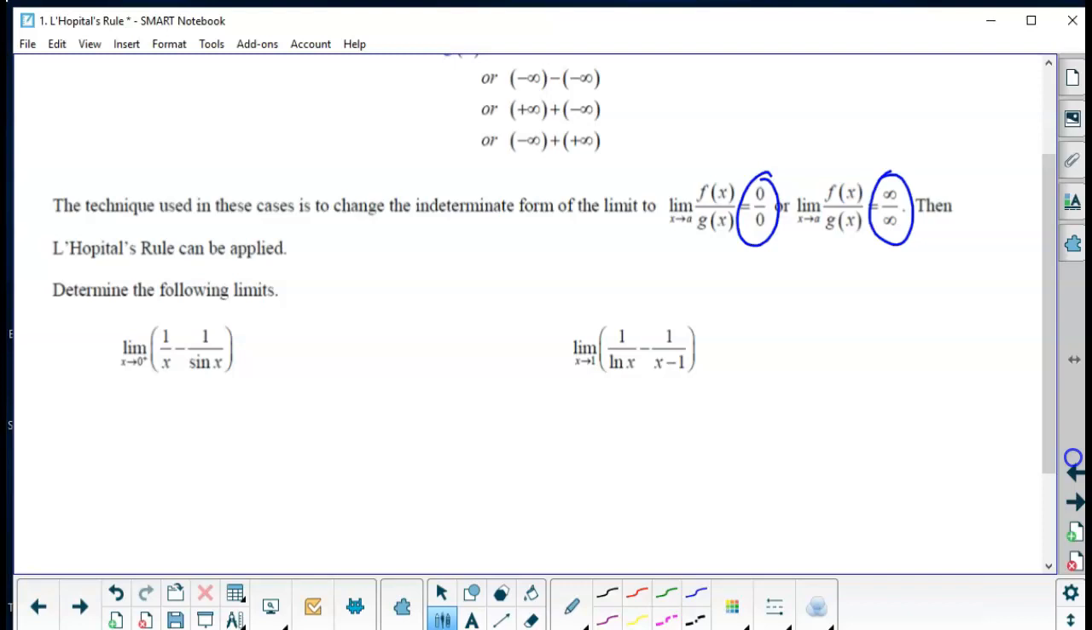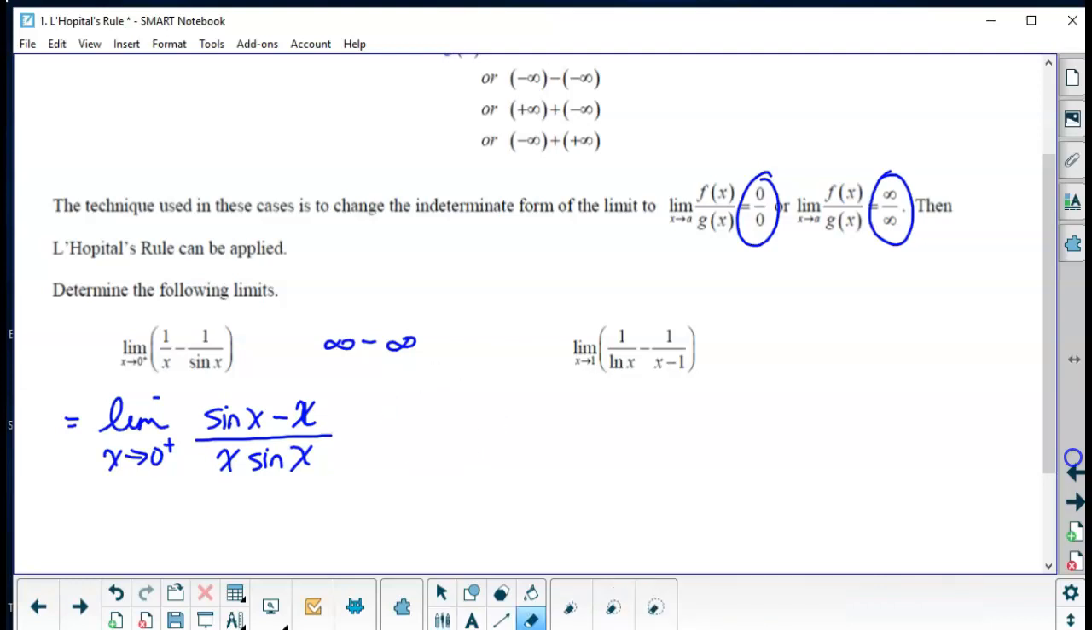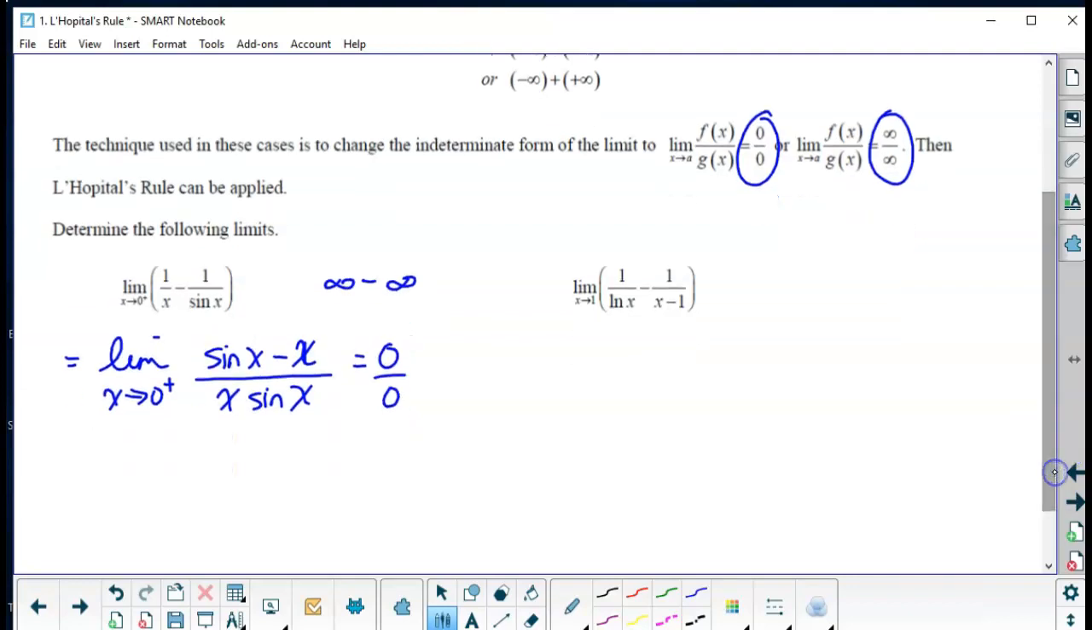So if I look here, 0 from the right, that's going to be positive infinity minus positive infinity. So we want to try to show this as one fraction. So common denominator is x sine x. Okay, now if I look at this, that's going to be 0 minus 0, 0 times 0. Okay, so we're going to use L'Hopital's rule.